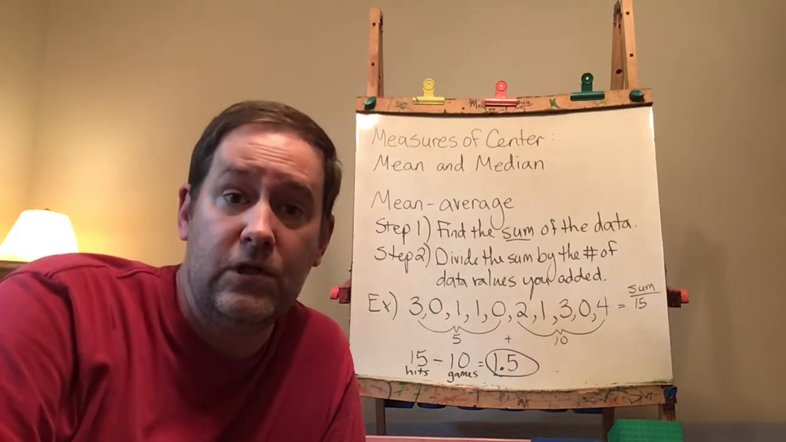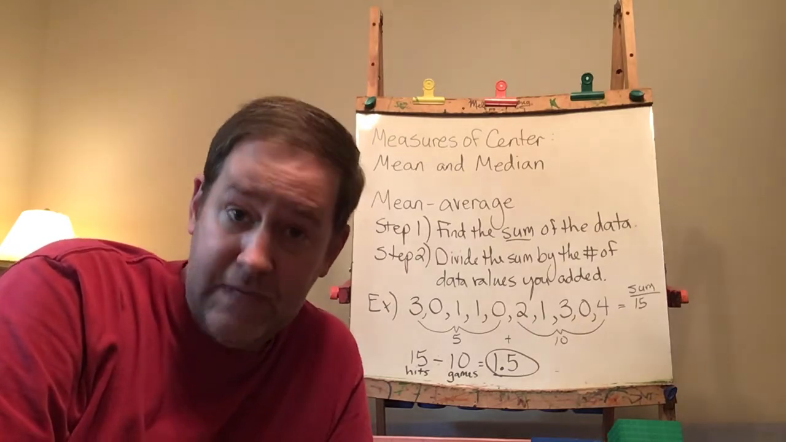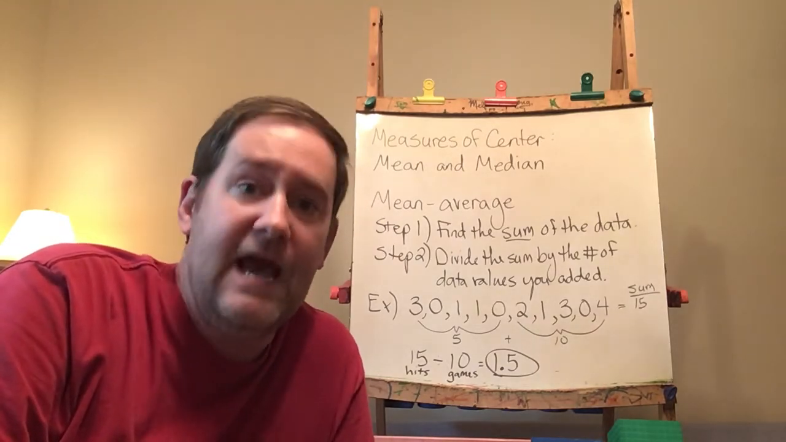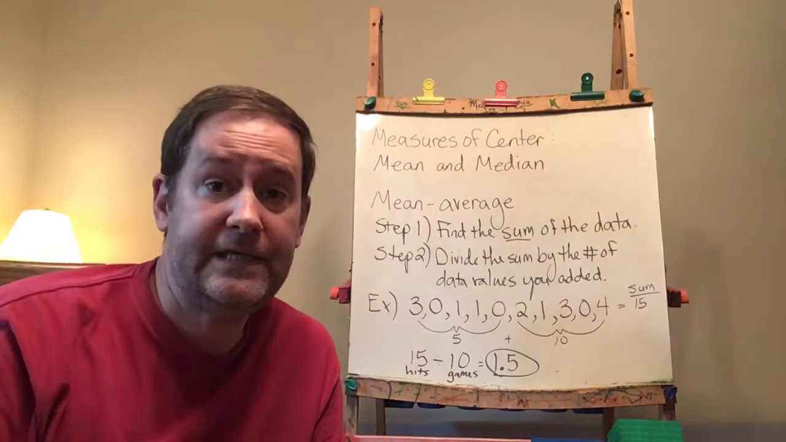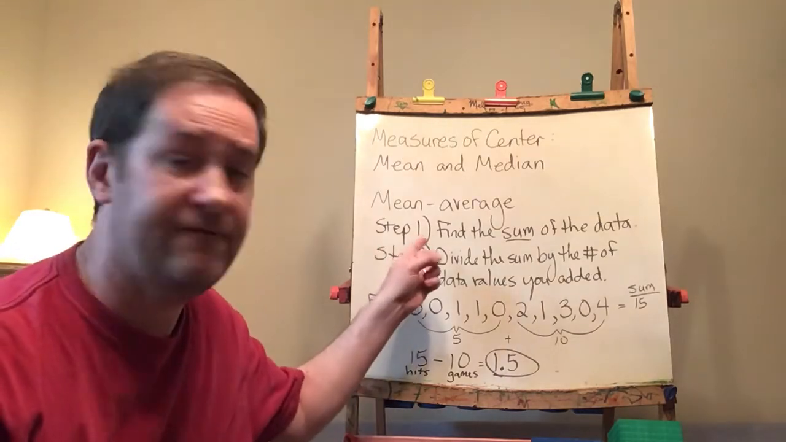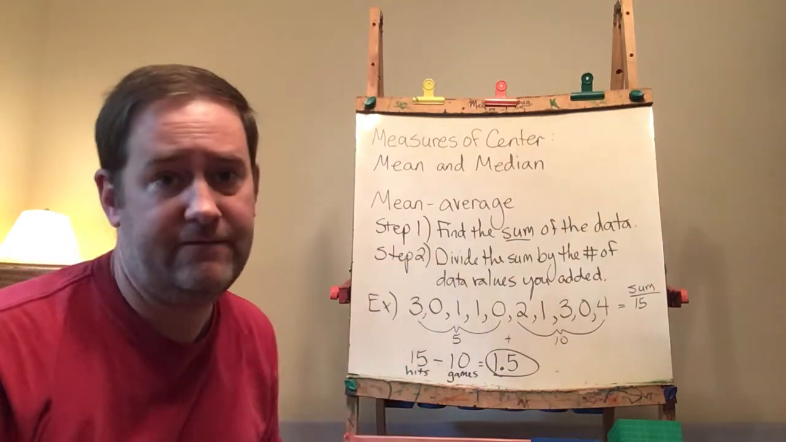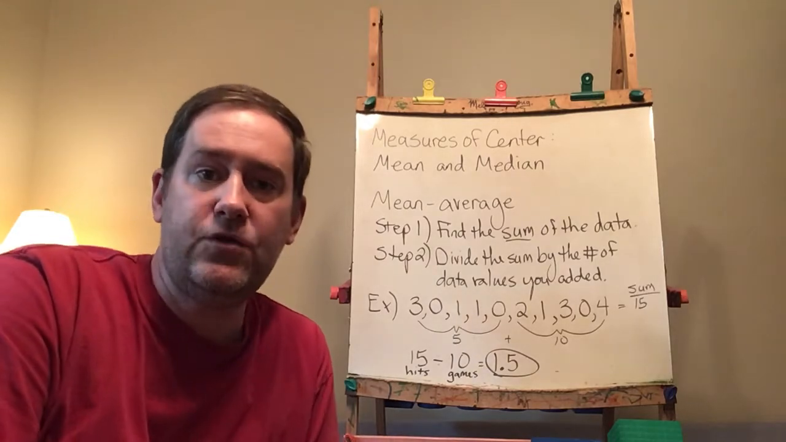So the first one we're learning about is mean. And mean, sounds weird, means average. So you're just finding the average. What you see here is there's two steps for mean. So first, you want to go ahead and find the sum of all the data, of all the numbers. So you add up the values of every piece of data you have.